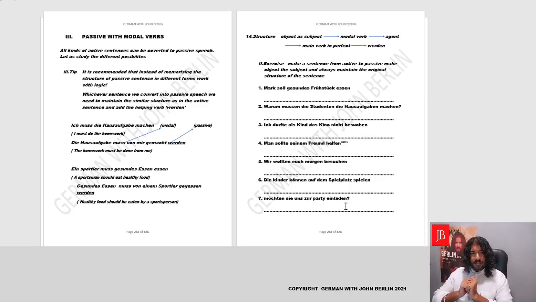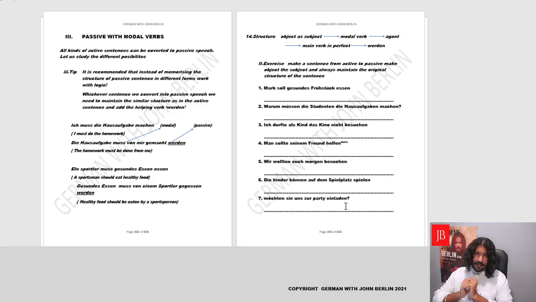Fantastic. We also learned that if the sentence has no object, yes, then we basically introduce es in the passive sentence. Zum Beispiel, for example, let's say das Publikum klatscht, the public claps. Now when we turn it into passive, there is no object, so we introduce es. We say: Es wird von dem Publikum geklatscht. It's being clapped by the public. Yes. So when there is no object, we introduce es.